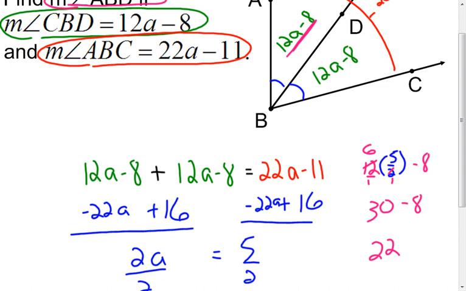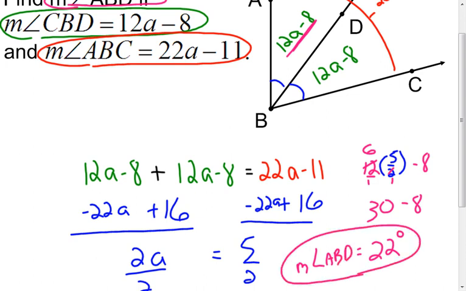Now remember, this is asking for the measure of an angle. Angles have degrees as their label. So the measure of angle ABD is 22 degrees, and that's what it was looking for. That concludes our examples on 1-4, dealing with the measures of angles.